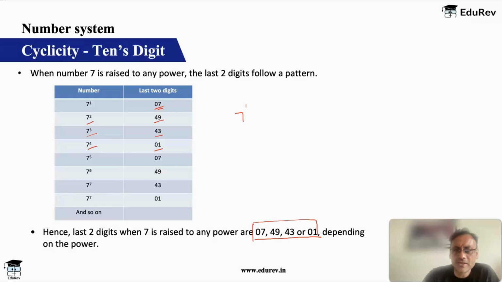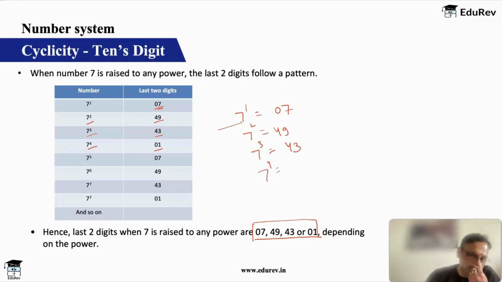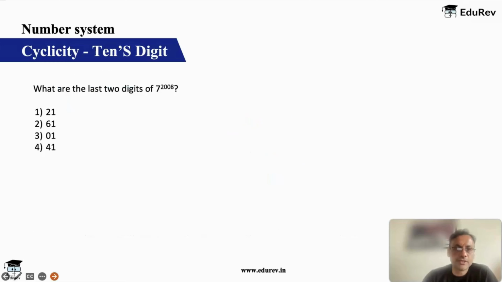You can manually calculate. 7 to the power 1 is 07; 7, remember, is not 7, irrespective of whatever comes before it. Then 7 square we know is 49. 7 cube is 49 into 7, which is 343, so you write 43. And 7 to the power 4 is now 43 into 7: 7 into 3 is 21, 2 carry, 7 into 4 is 28, 28 plus 2 is 30, so 301, you write 01. Okay, so 7 has this property.